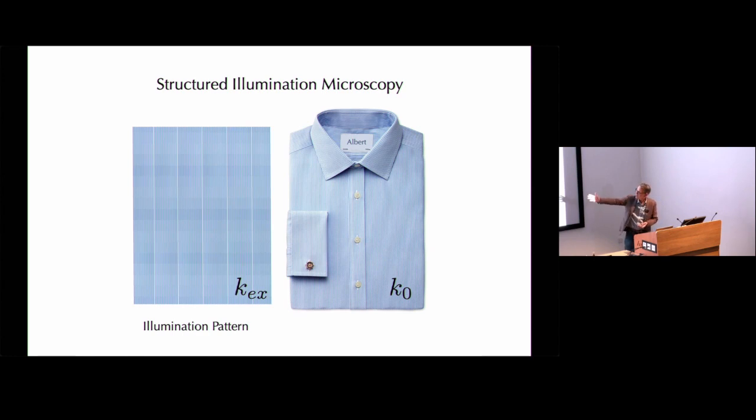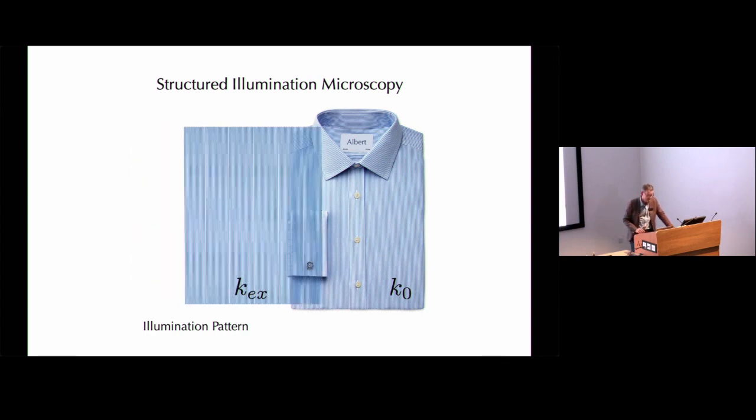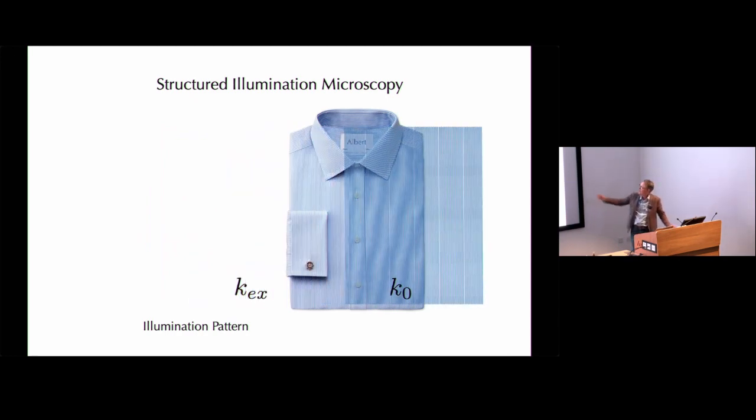So if the light pattern shown here on the left has a spatial frequency KEX, and you have your shirt with high spatial frequency, the object that you want to image with a spatial frequency K0, then this happens. The illumination causes essentially a multiplication of the patterns, and this multiplication causes low frequency beats to appear. These beat patterns are called moiré fringes.